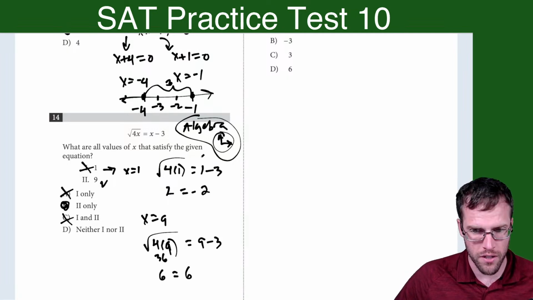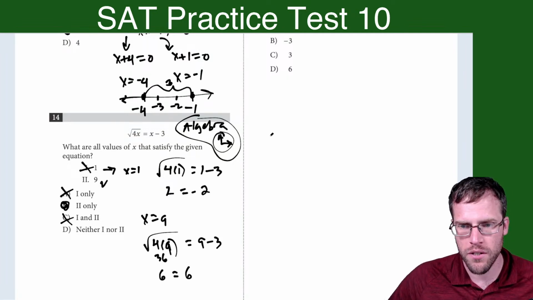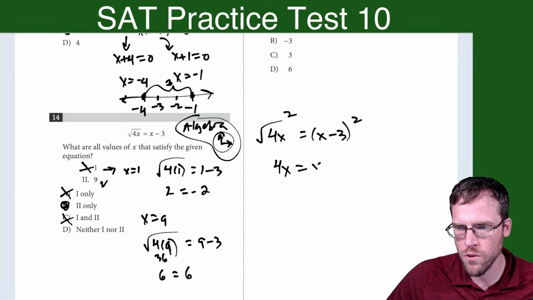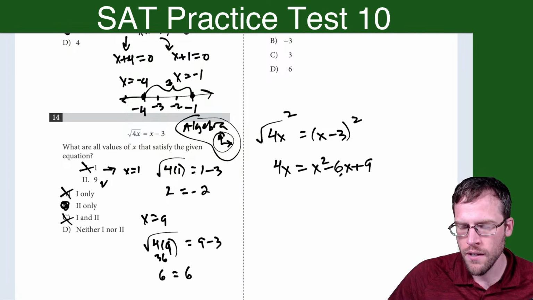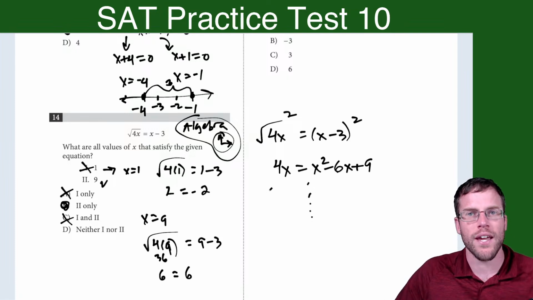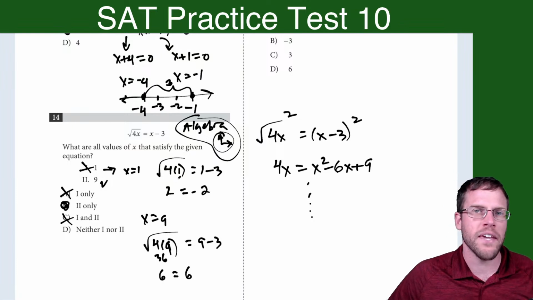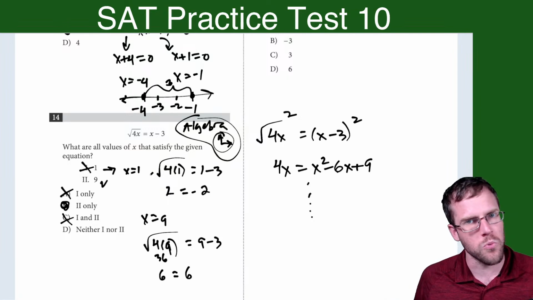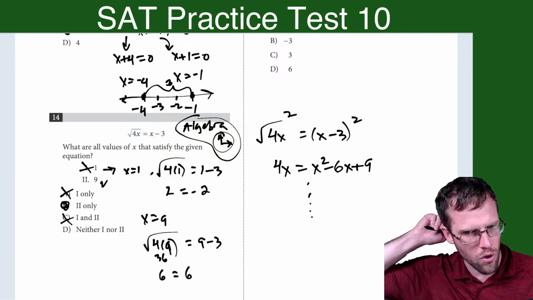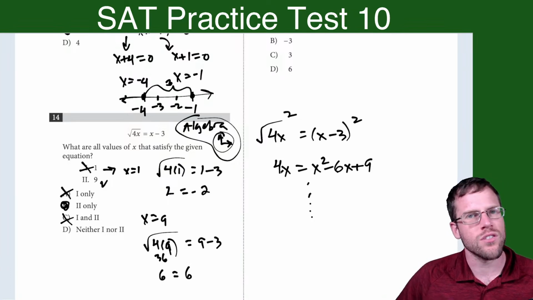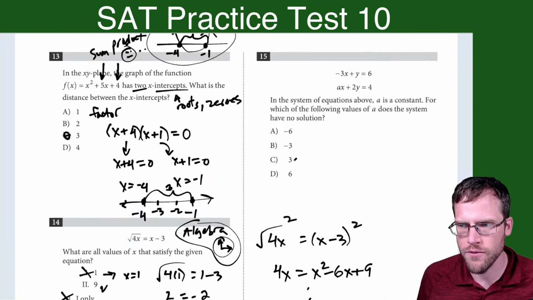If you do the algebra, the problem with doing the algebra is that you square both sides and you get 4x equals x squared minus 6x plus 9, and you do all this work, you're going to get two values of x, but you're going to have to check anyway. So you might as well just check in the beginning and be done with it because they're telling you what the possible answers are. So just know what are all values of x that satisfy the given equation. And yeah, checking right away just saves you time.